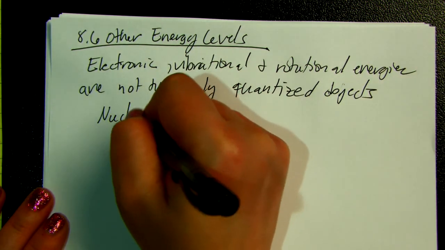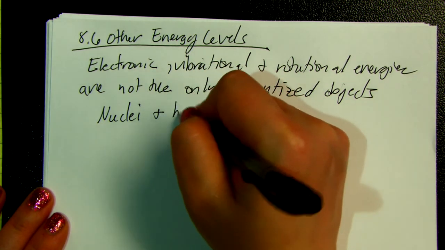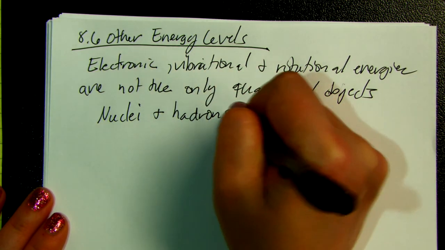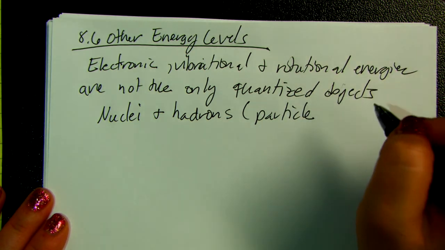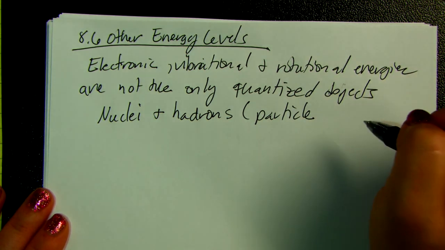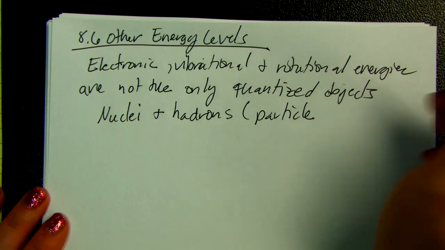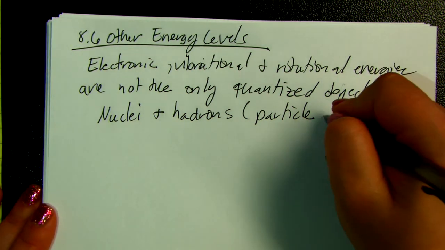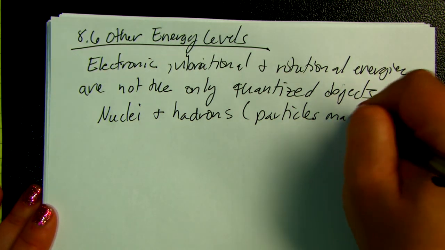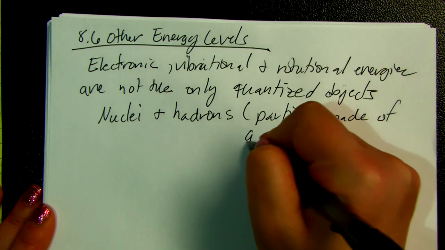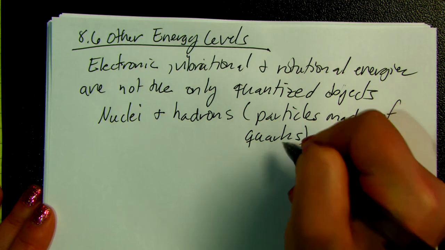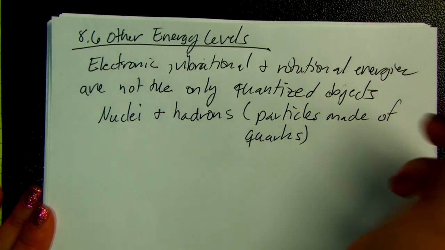Nuclei and hadrons, so particles made of quarks, by the way. If you ask my 4-year-old what a hadronic particle is, on a good day she'll tell you they're particles made of quarks. I may have taught her that. I won't say she understands it.